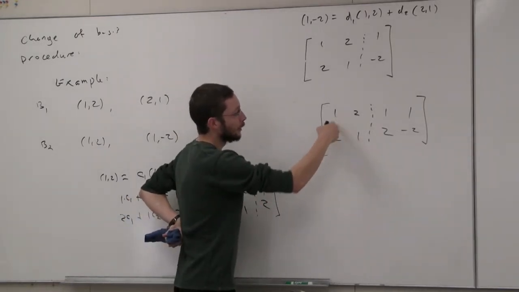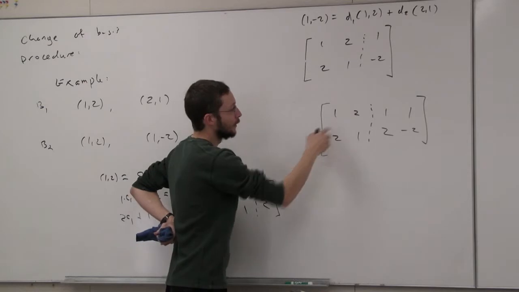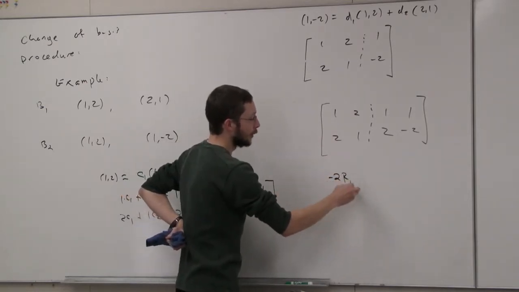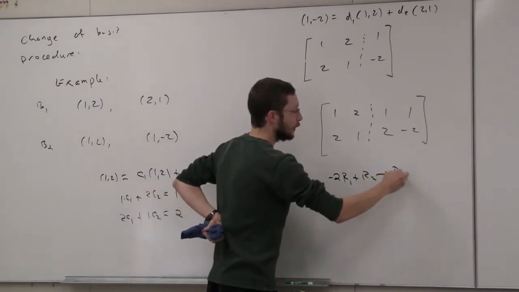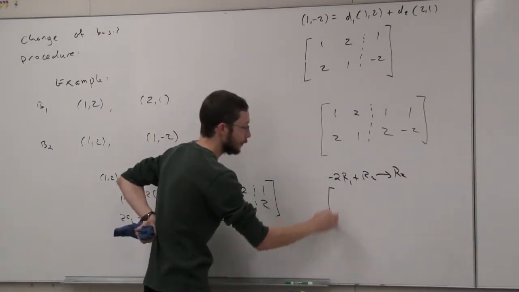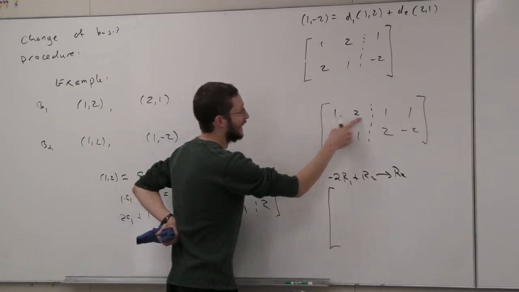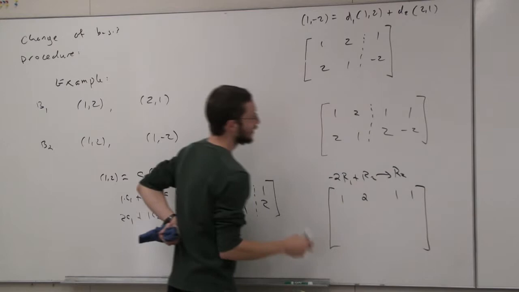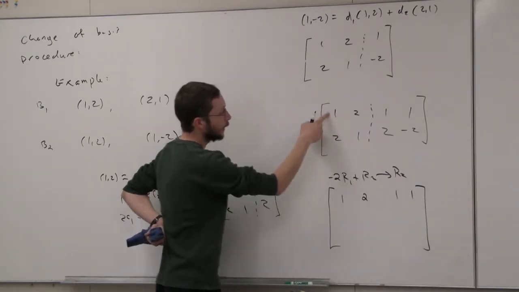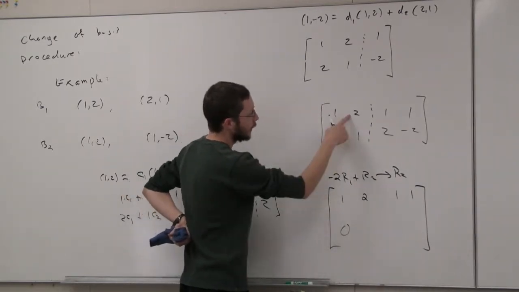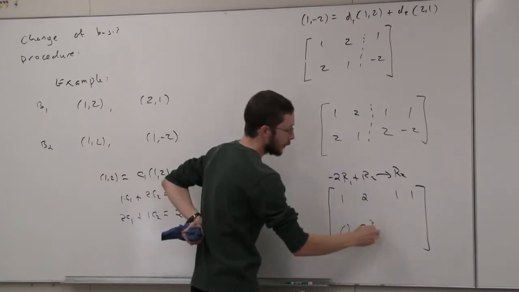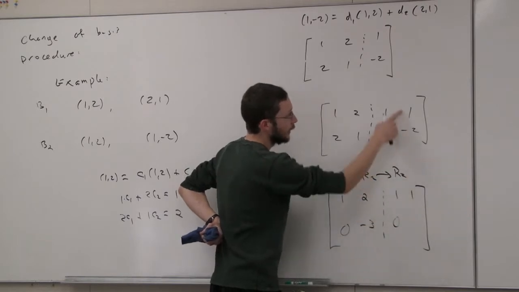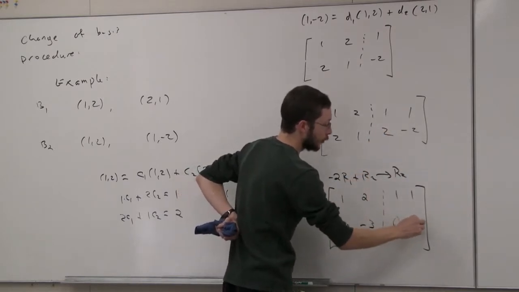We're going to row reduce this down to the row reduced form. And so we'll take negative 2 row 1 plus row 2 into row 2. Row 1 stays the same. Negative 2 of these plus that is 0. Negative 2 of these plus that is negative 3. Negative 2 of these plus that is 0. And negative 2 of these plus that is negative 4.